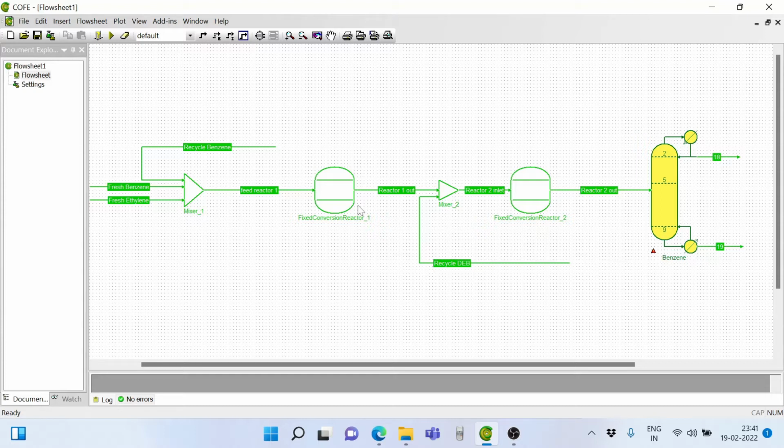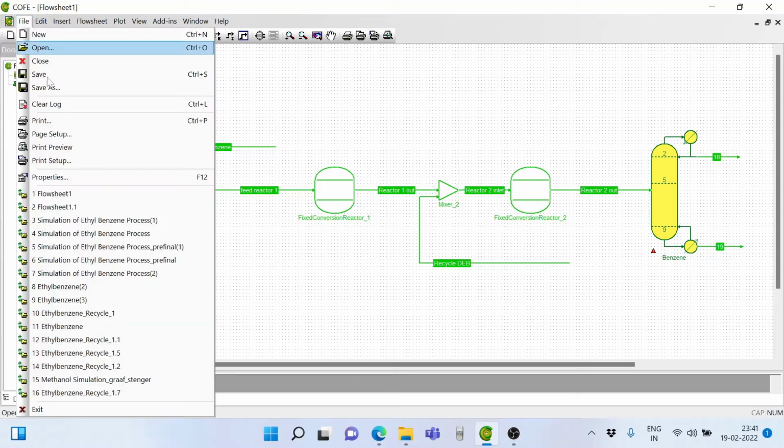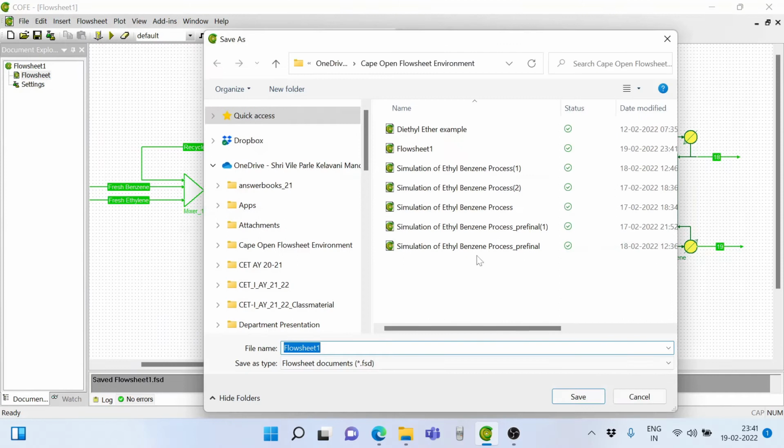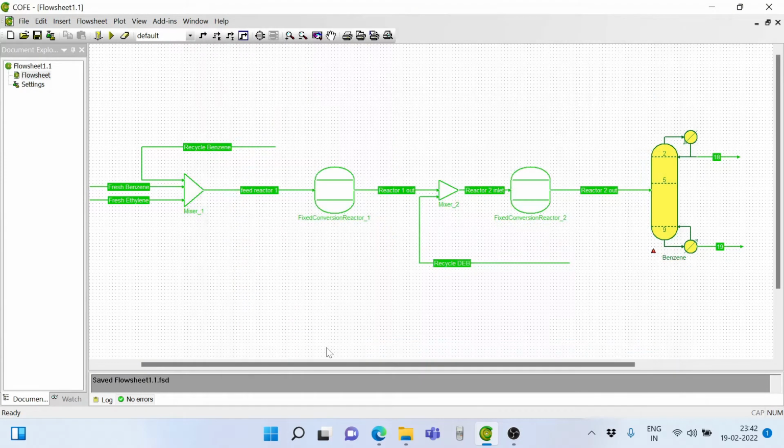Now, this is one of the fundamental errors that people do while hooking up the recycle. They do not take care of the pressures. They do not understand what should be the pressure at which it should be sent back into the recycle loop. So the first thing that we need to do is understand this. And the second thing we need to do is save our flow sheet and then make a copy of it. So save as, and after save as, we save it as flowsheet 1.1.